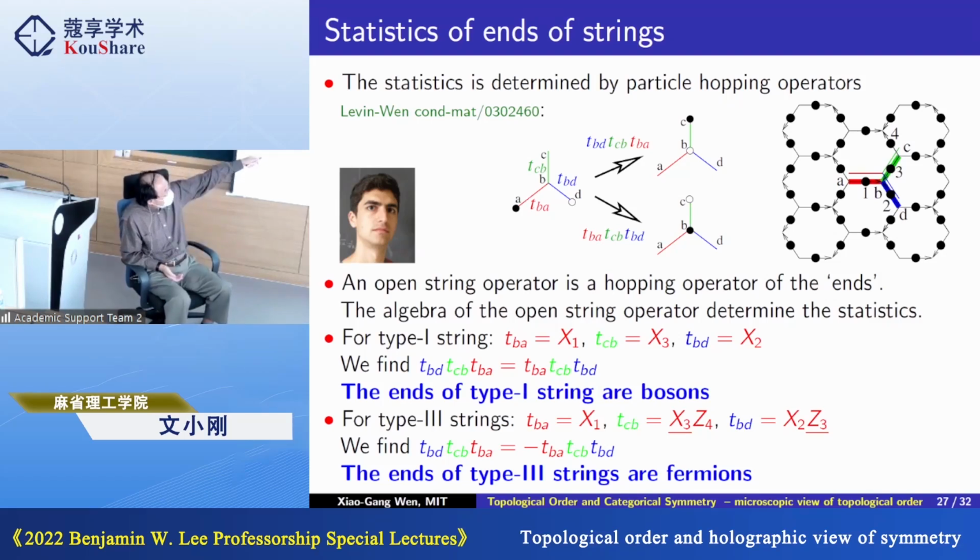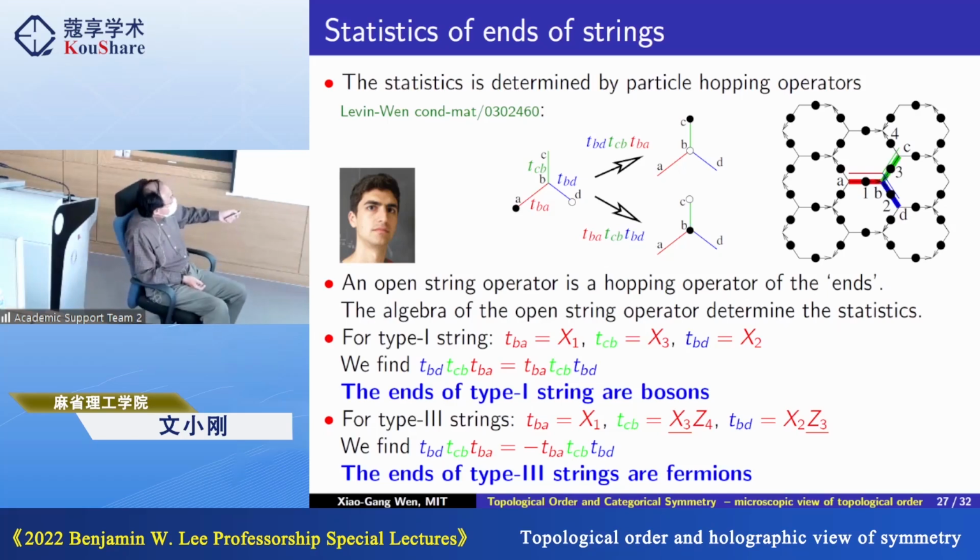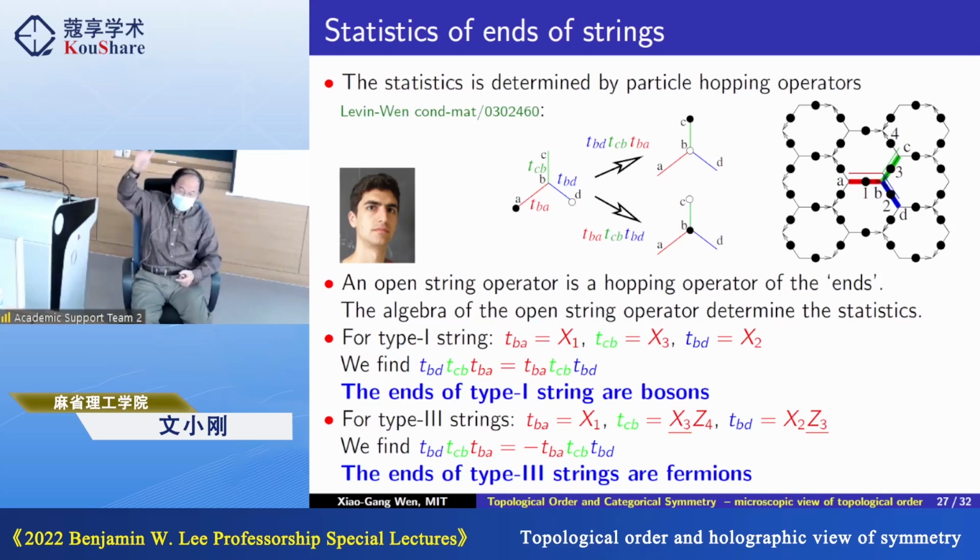Actually, in general, there's a chirality in here, so there could be an arbitrary phase. Then you get anyons. So this is how, using the algebra of a hopping operator, you can get statistics. And indeed, because we already have a string operator, we just apply the string operator to use the algebra. Indeed, we find for the E string operator, the end of the string E is a boson.